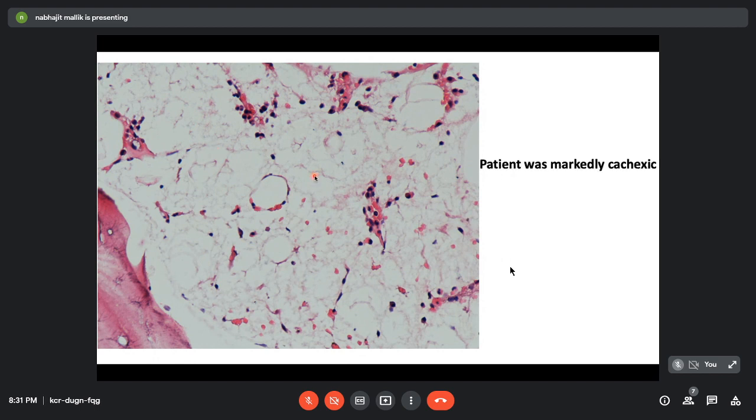So when we took some history, the person conducting the bone marrow said that the patient was actually markedly cachexic, and this is what is called the gelatinous transformation or the serous degeneration of the bone marrow. So in markedly cachexic patients, in patients having chronic long-standing diseases like chronic kidney disease, we get this. In today's age, we also get this very commonly in HIV patients and patients who also have anorexia nervosa.